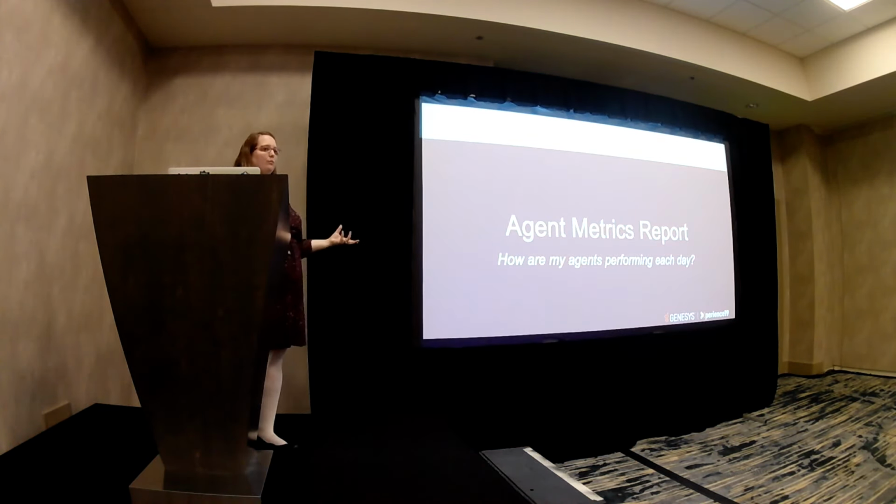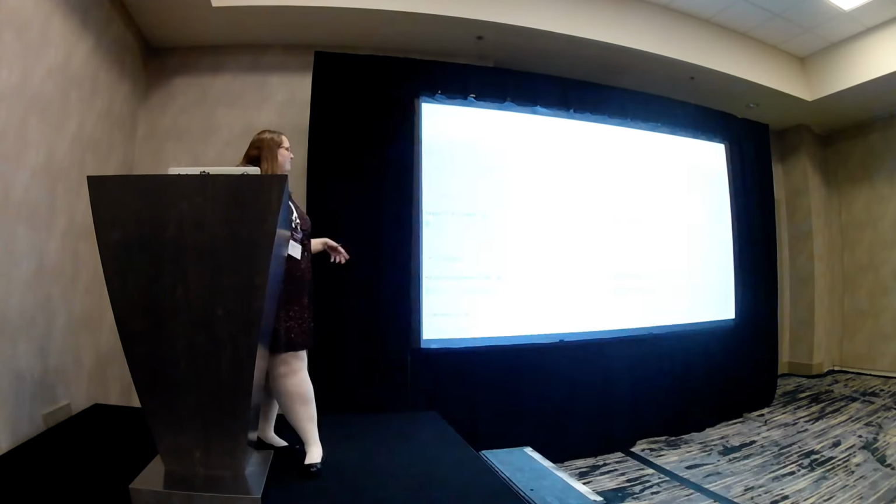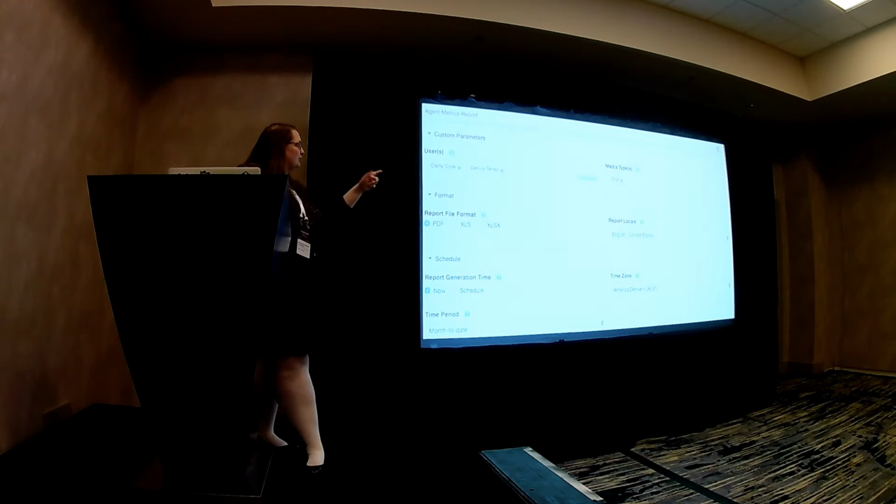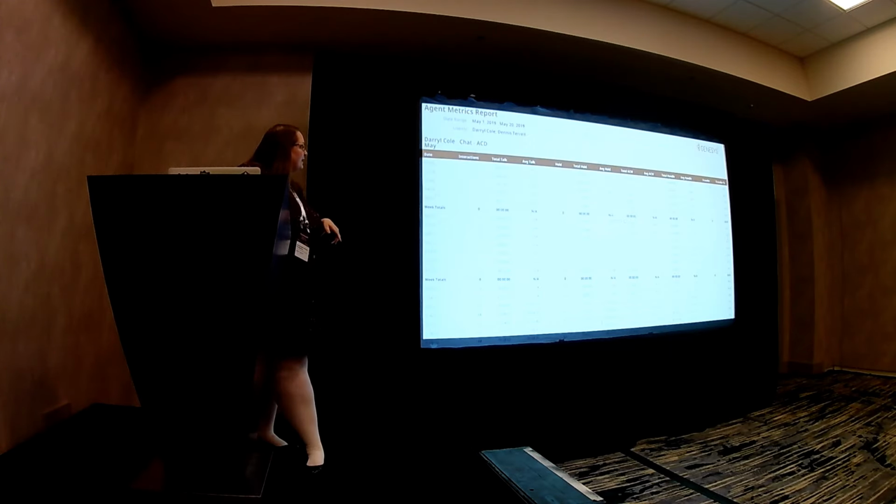So then an agent metrics report is kind of similar to the queues. It's how are my agents performing each day. Again, you select your users and your media type and your time period. And then this is just like the Q metrics daily report, but instead it's for a user and media type combination.